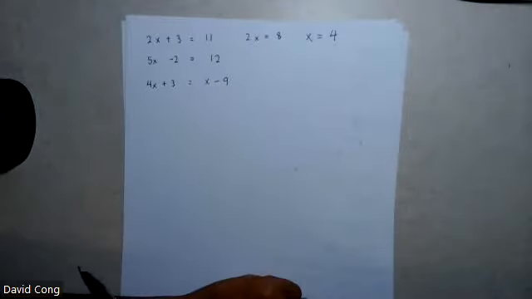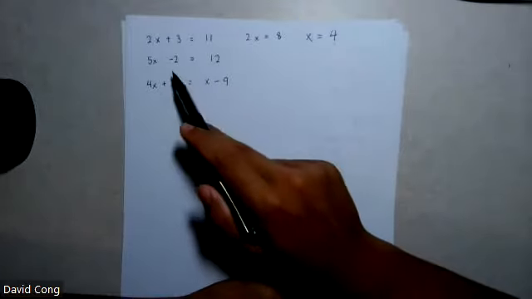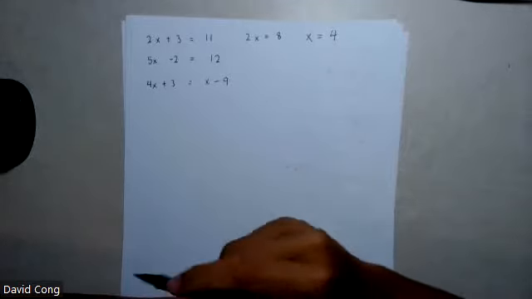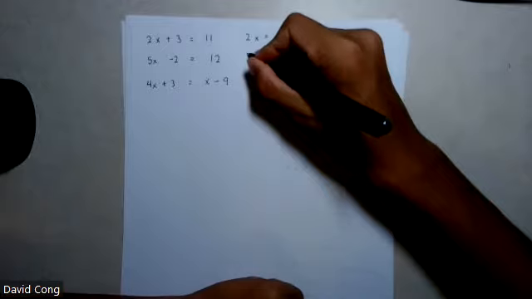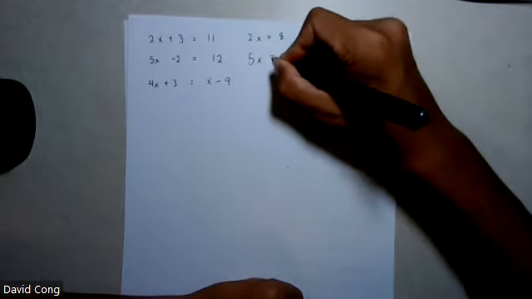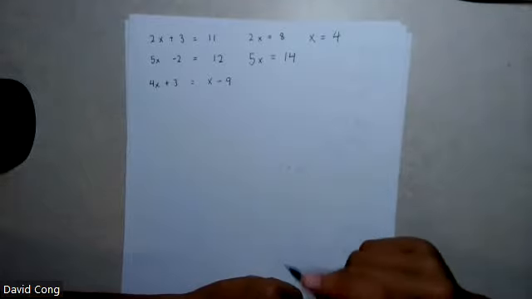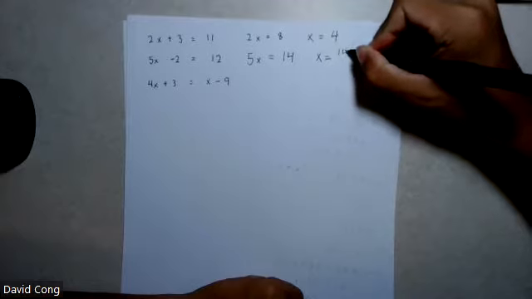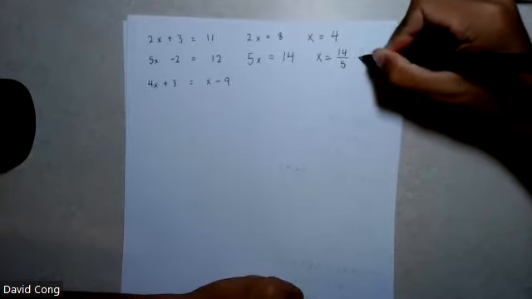So for this one, we want to isolate x on this side again. So we want to add 2 to each side to remove the -2 over here. So we get 5x equals 14. And then we want to know what 1x is. So we divide by 5. And then this is equal.